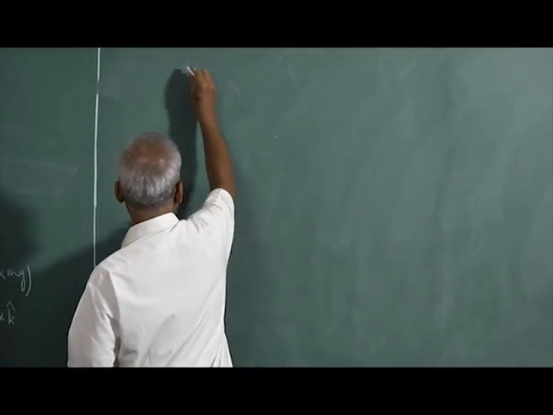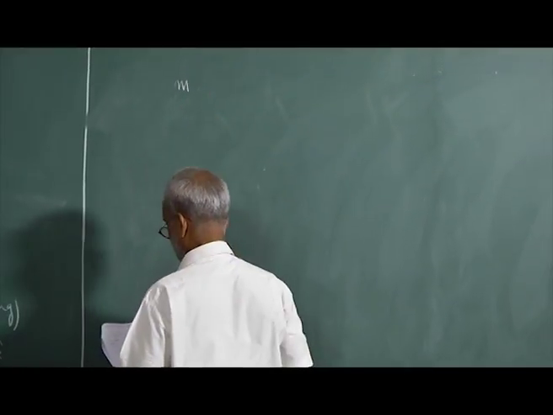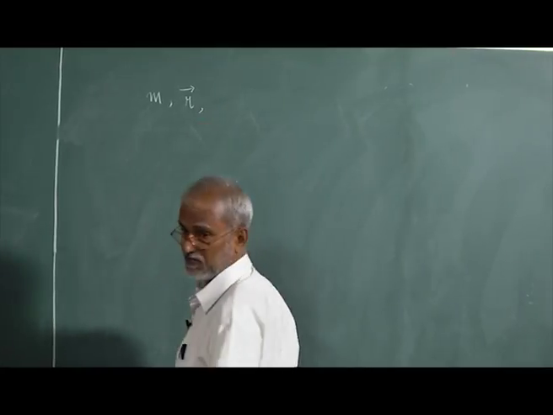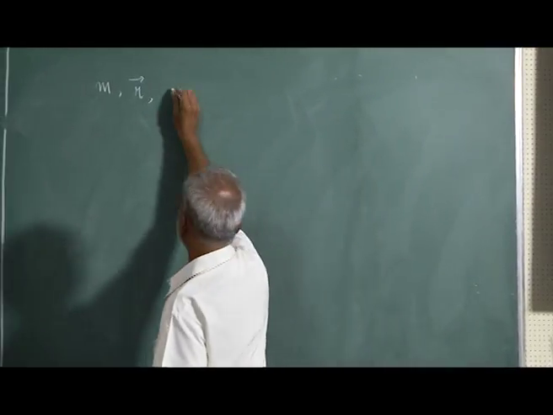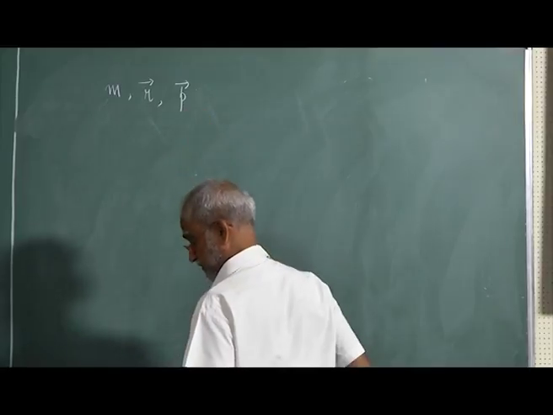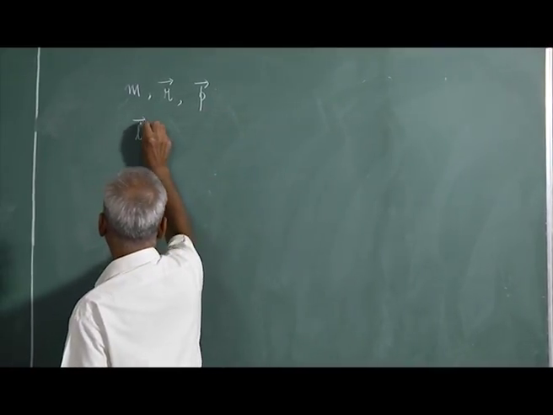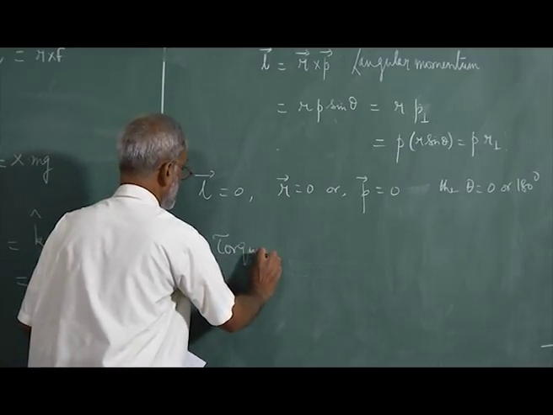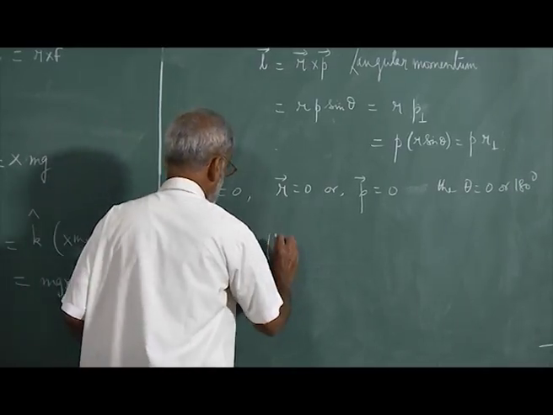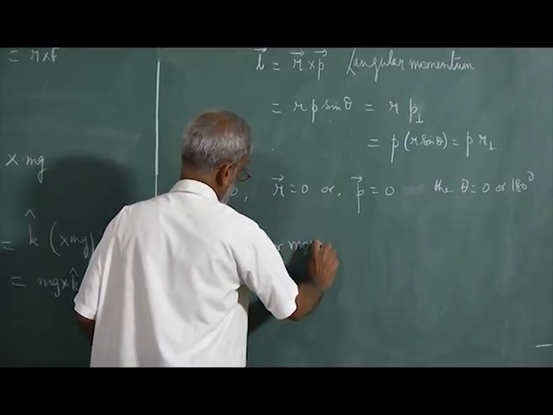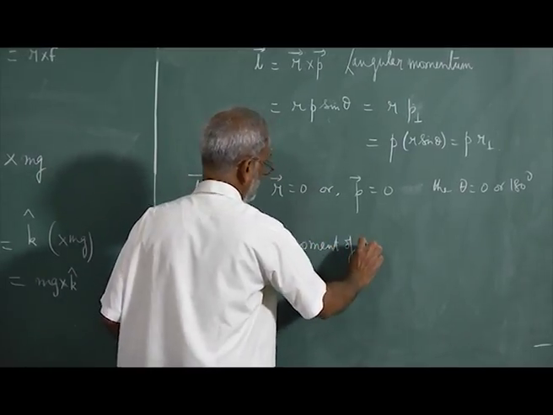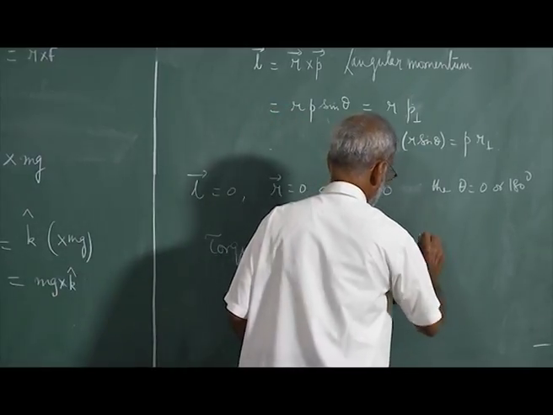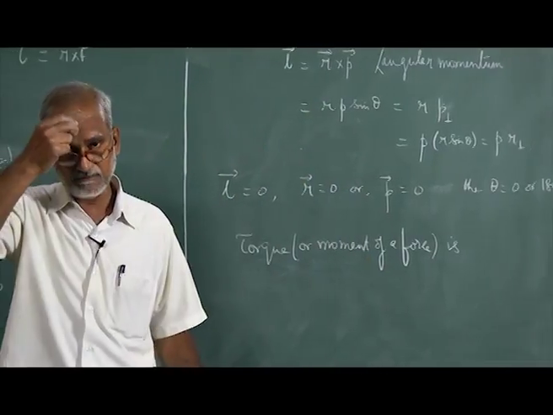So, let us consider a particle of mass m and its position with respect to a coordinate system. It is at a particular position vector r and its momentum is p. Then its orbital angular momentum, the torque or moment of a force is, now let us compare this with linear dynamics.